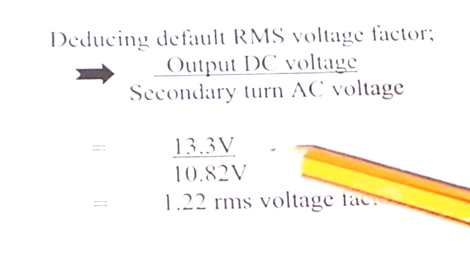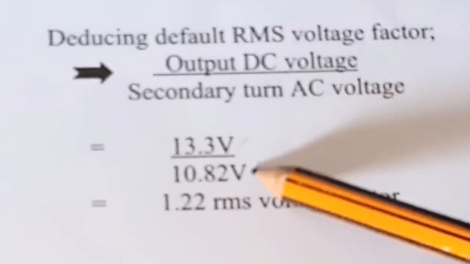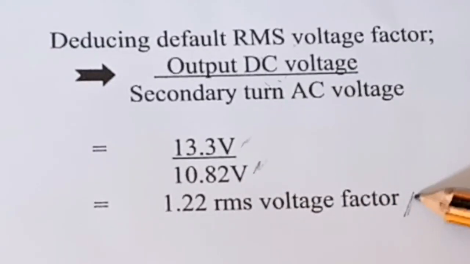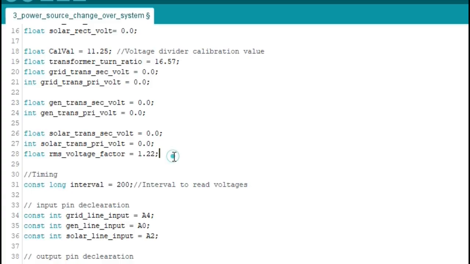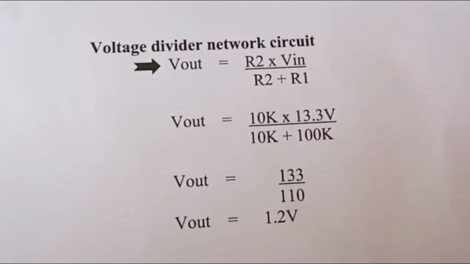So I deduced my RMS ratio by simply solving 13.3 divided by 10.8. That gave me 1.22. This value is what I inputted in my Arduino code. Finally, the output DC voltage of 13.3 volts is divided by the two resistors, 10K and 100K, and the output of this division is gotten using this formula.